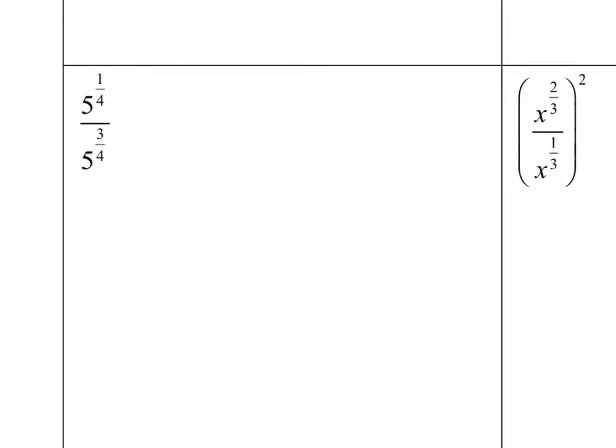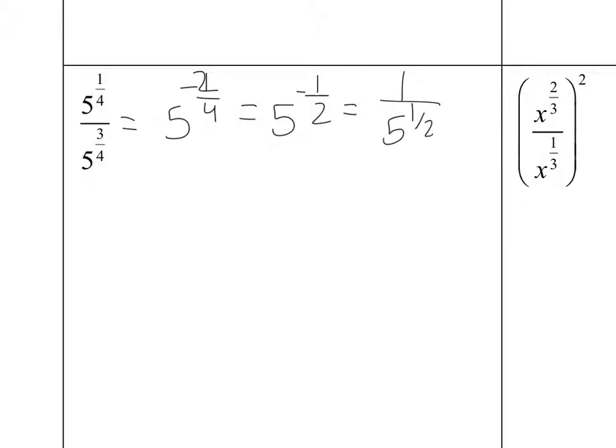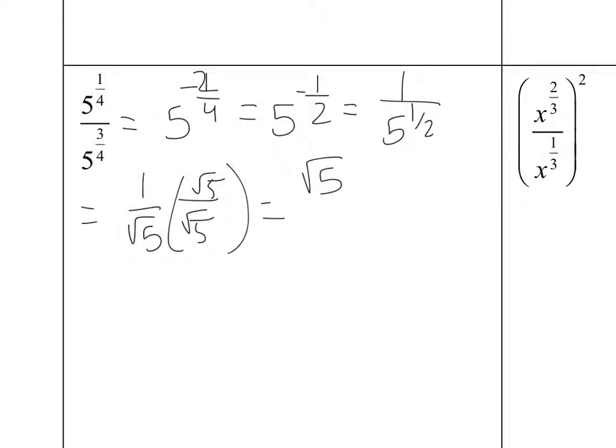Here, what do you do? You subtract. So this is 5 to the negative 2/4, which is 5 to the negative 1/2, which is 1 over 5 to the 1/2. But that is 1 over the square root of 5, which we can't have. So you've got to go square root of 5 over square root of 5. So that's square root of 5 over 5.